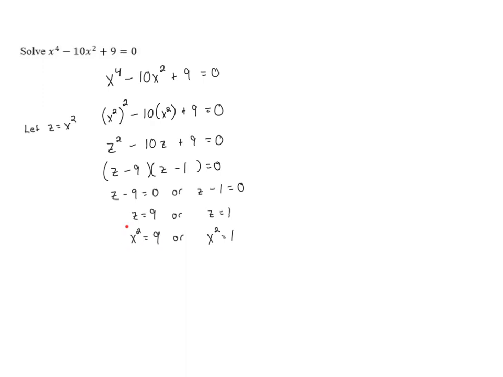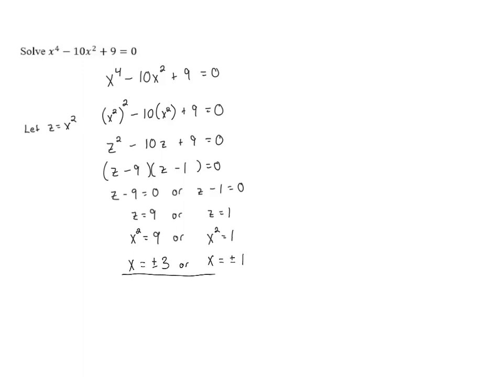And these equations can be solved using the square root property. Whenever we have something squared equals a number, we can take the square root of both sides. For this first equation, the square root of x squared is x. And on the right-hand side, when we take the square root, we get plus or minus 3. In the second equation, when we take the square root of x squared, we get x. And on the right-hand side, we get plus or minus 1.